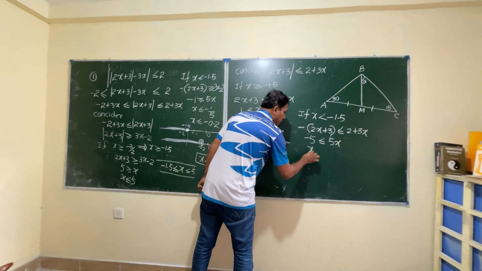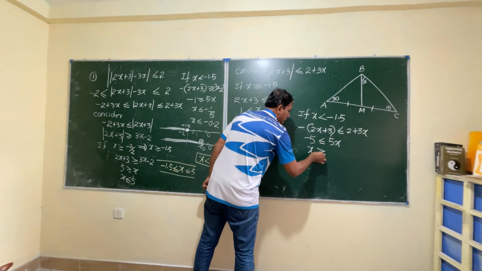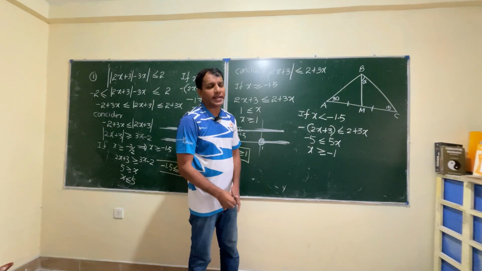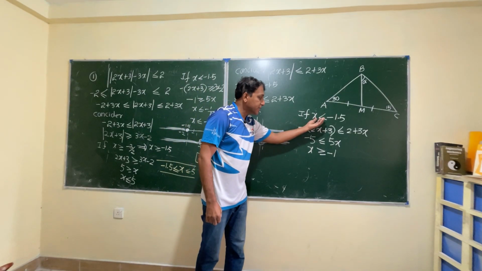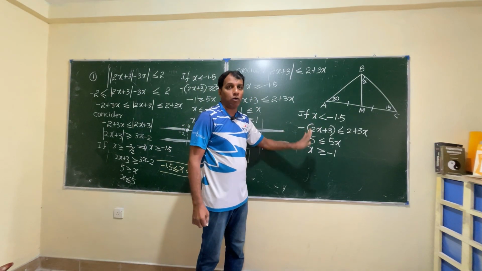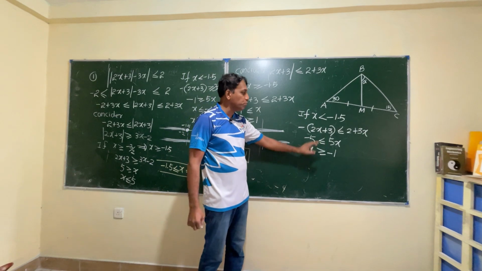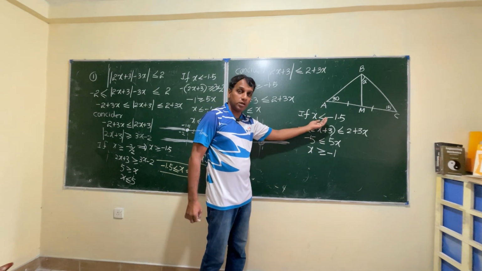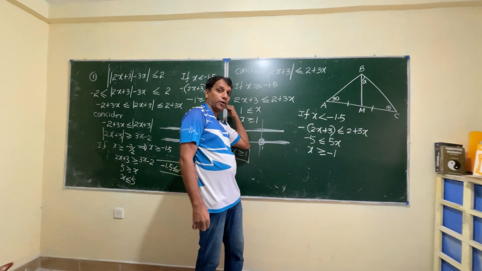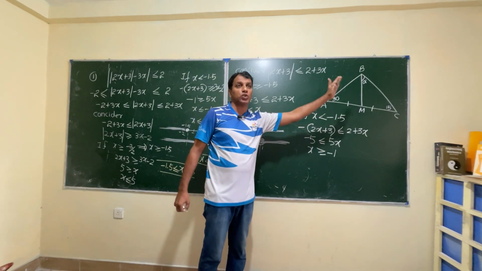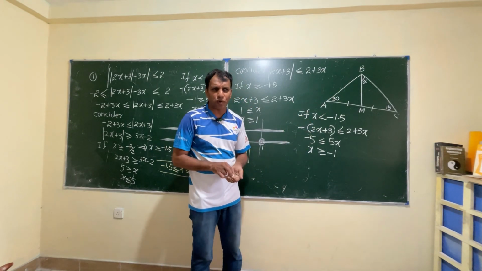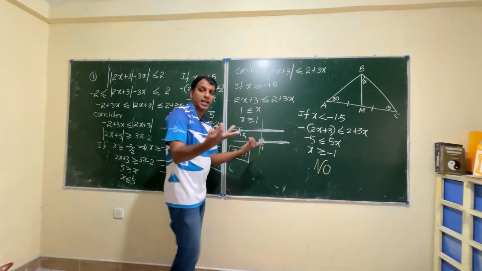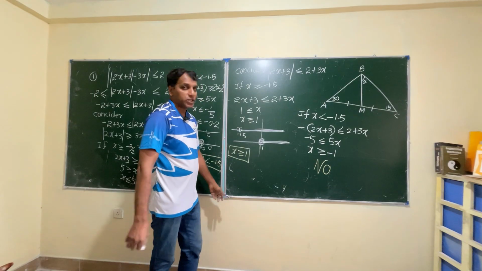Therefore, simplify, divide by 5: x greater than or equal to minus 1. The answer should satisfy the condition we observe here. X less than something is required, but the answer is more than minus 1. So there is no chance, right? So no solution here.